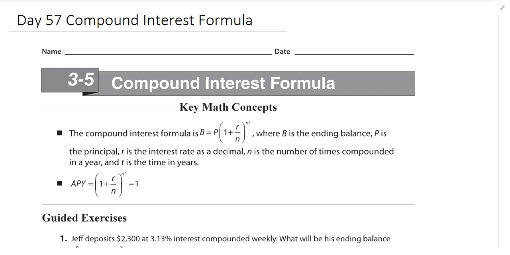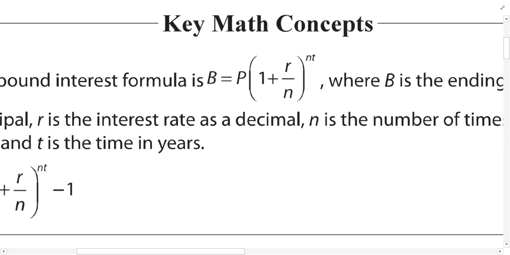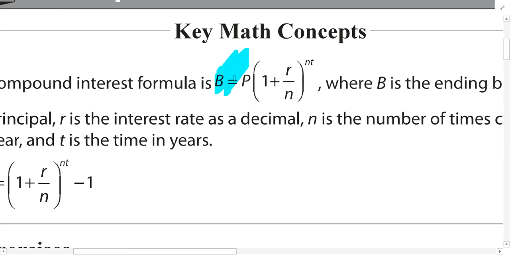Okay, in this video, I'd like to walk through the sample solutions for the day 57 assignment. We were working on these types of questions before we left for home instruction, so this particular formula should look familiar to you. The only difference is that this worksheet uses the letter B for ending balance, whereas we used the letter A in class for ending amount.